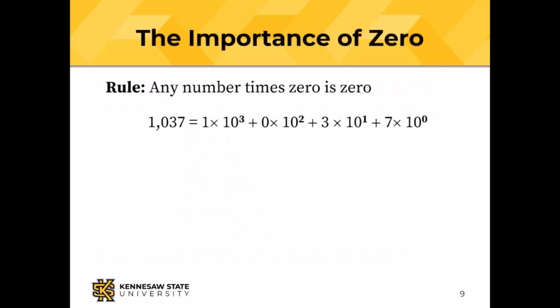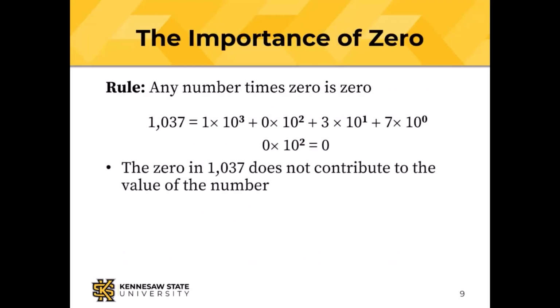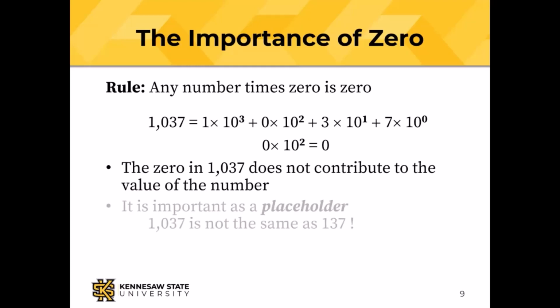Any number times 0 is 0. So there in the middle, we have 0 times 10 squared. That does not contribute to the value of the number, but it is critically important because it's the placeholder that pushes that 1 over into the thousands place. If we didn't have the 0, we wouldn't be able to have an effective positional number system.